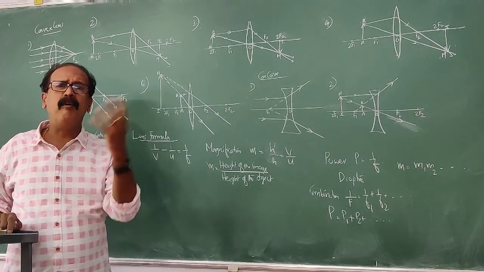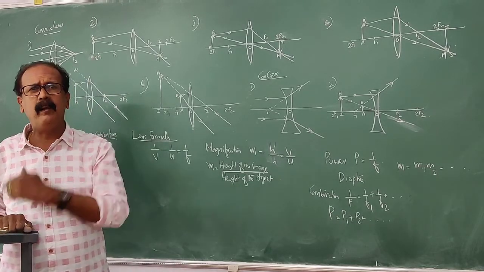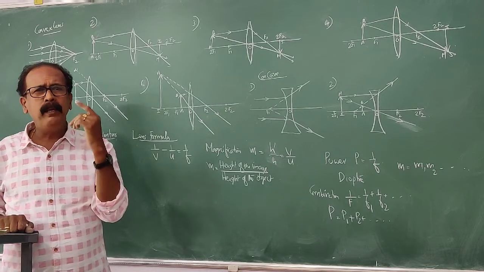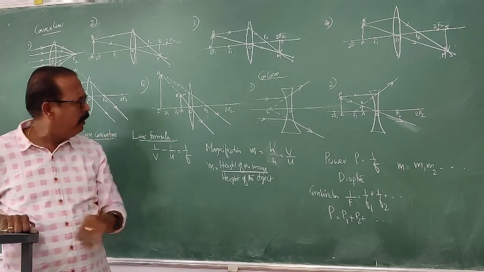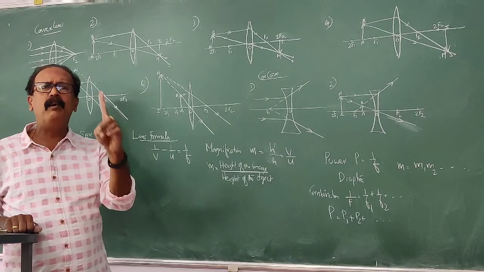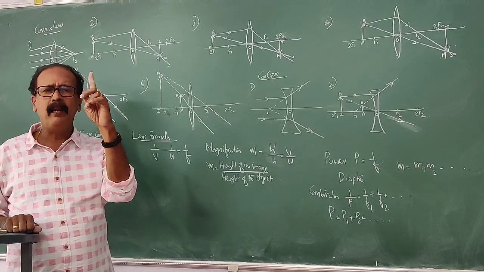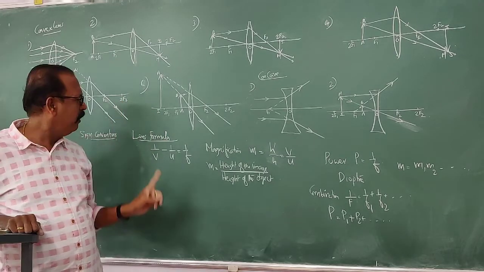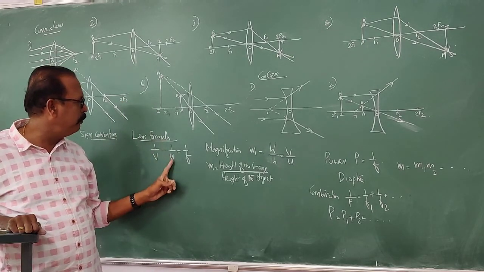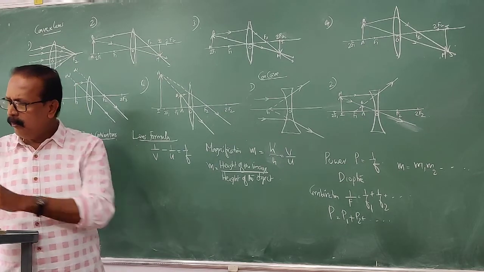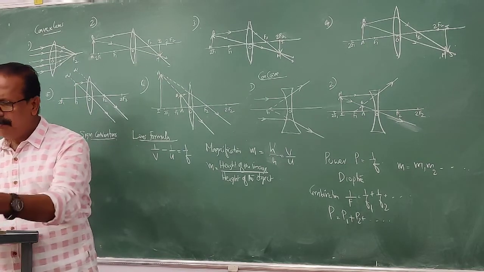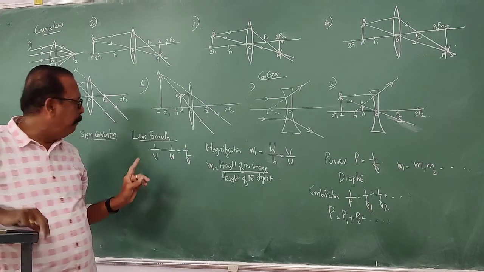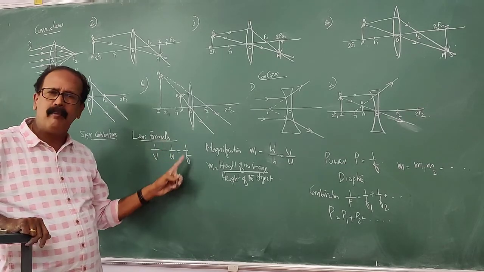Like we studied the mirror formula. What is the mirror formula? Please try to recollect. It is 1 by u plus 1 by v equal to 1 by f, or 1 by v plus 1 by u equal to 1 by f. That's the formula for mirrors. Here it is 1 by v minus 1 by u equal to 1 by f.